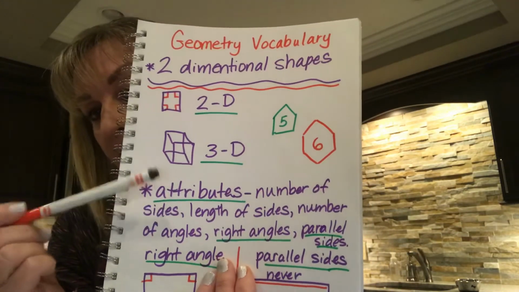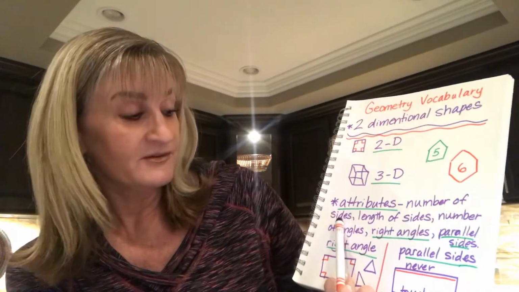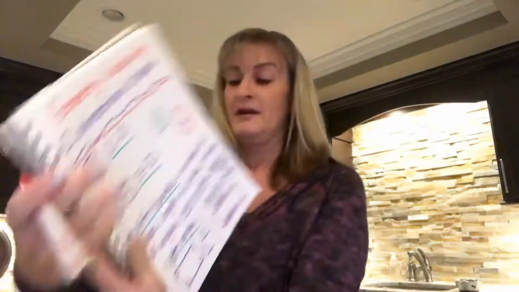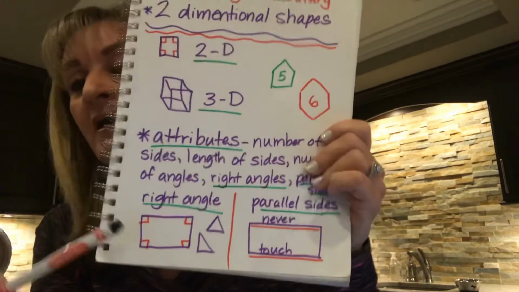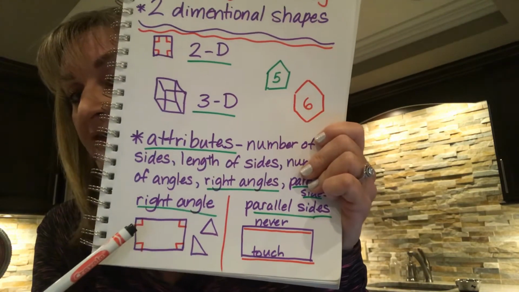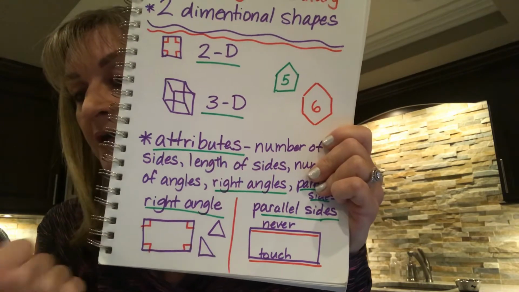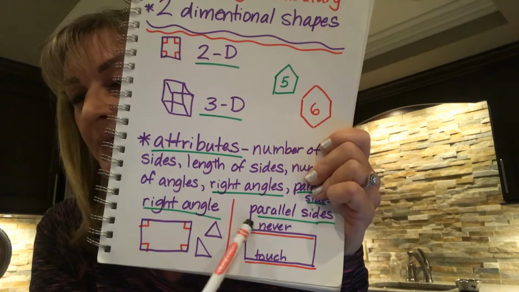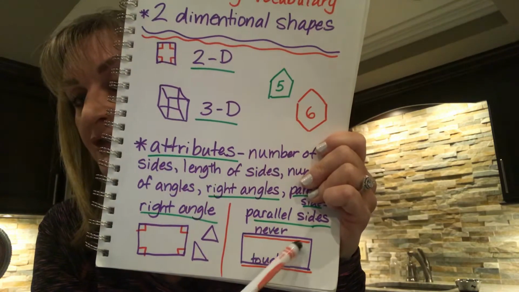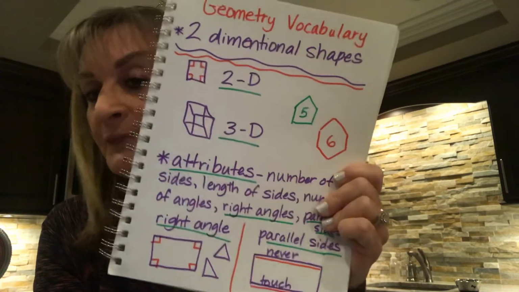What are attributes? Attributes are the number of sides a shape has, the length of sides, the number of angles, and it's just the ways that we describe the shape, okay? How many right angles, how many parallel sides. And then we have right angles. How many right angles does this rectangle have? 1, 2, 3, 4. 4 right angles. Parallel, parallel, never touch. And it has another set of parallel lines up and down, okay?